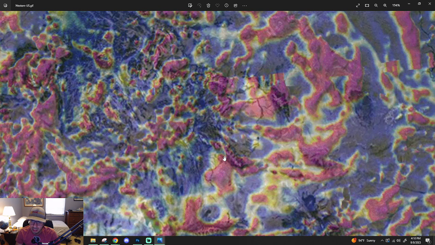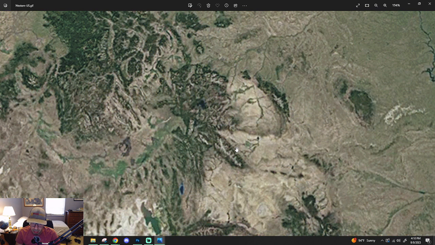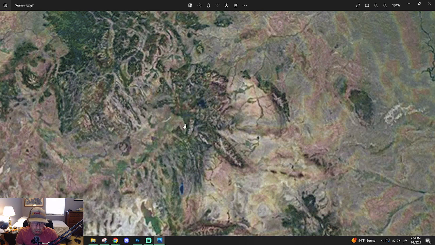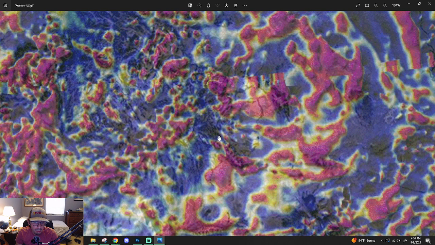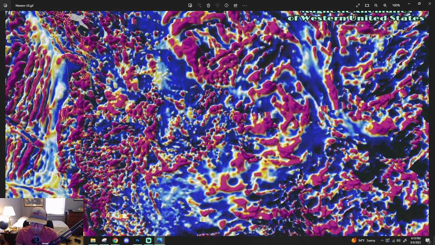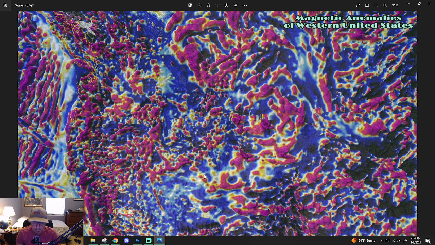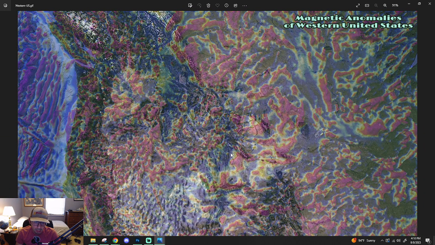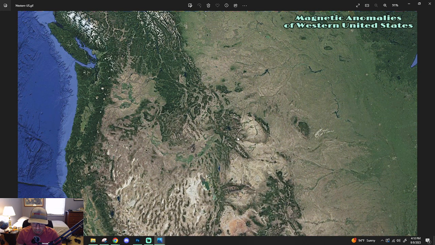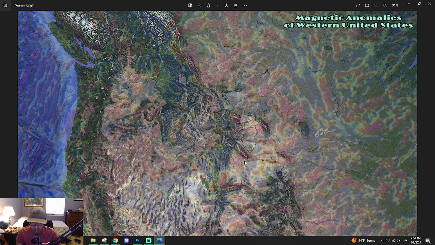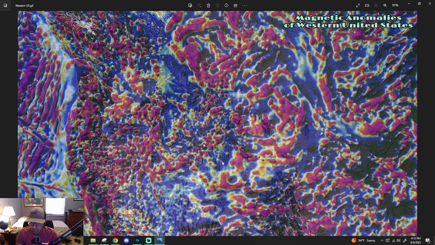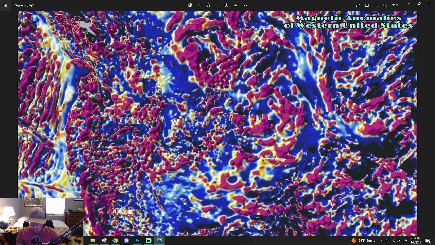Is that the Tetons? I'm not sure what that is. Tetons might be over here. Whatever that is. It's so hard to remember all the names. So many names, so many things. And they're not named. You've got to search it out and know how to find the names and get lucky sometimes if you don't.